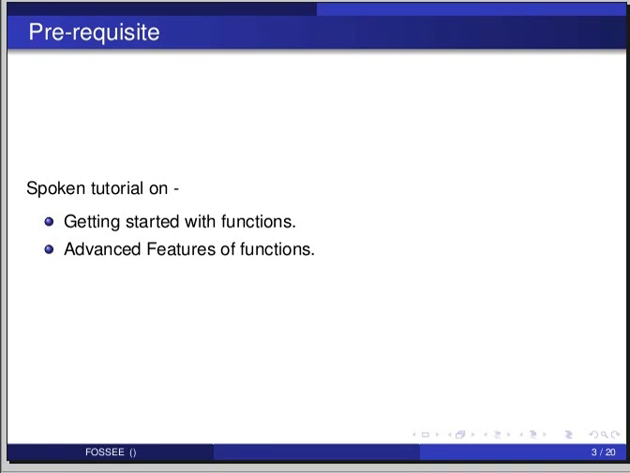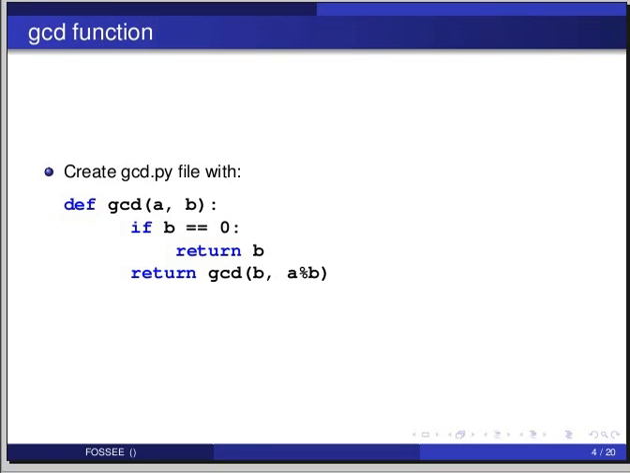Now, what is software testing? Software testing is an activity aimed at evaluating a program and determining that it meets its required results. Let us first write an example simple function to calculate GCD of two numbers. Open an editor and type the following code shown on the slide and save it as gcd.py.